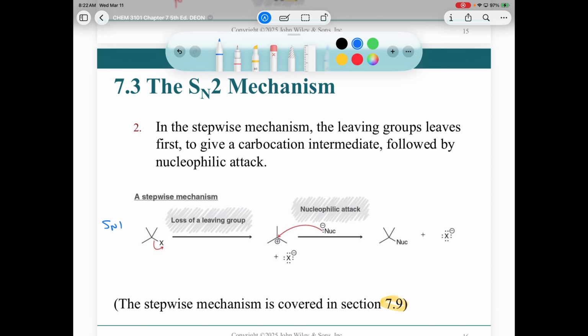Now, if you're sitting there going, well, why wouldn't both happen at the same time, and instead the leaving group leaves first? Let me ask you this. When this leaving group leaves, do you remember what kind of carbocation this is? I asked you a question about carbocations last time. It's a tertiary carbocation, right? Because the carbocation is attached to 3 carbons.